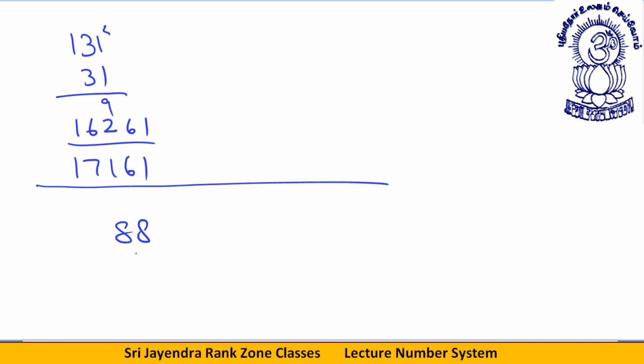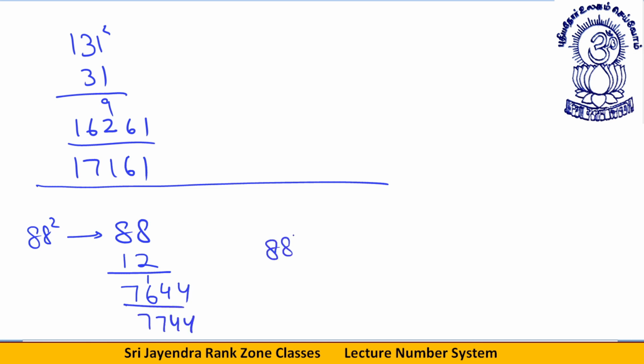88 is how much short of 100? 88 is 12 short of 100. When I subtract 12 from this, what do I get? I get 76. Okay, what is 88 square? Since this is 12 short of 100, I'll subtract 12. Square of 12 is 144. What do you get? You get 7744.